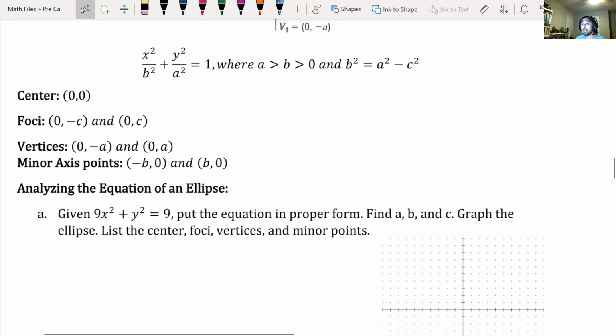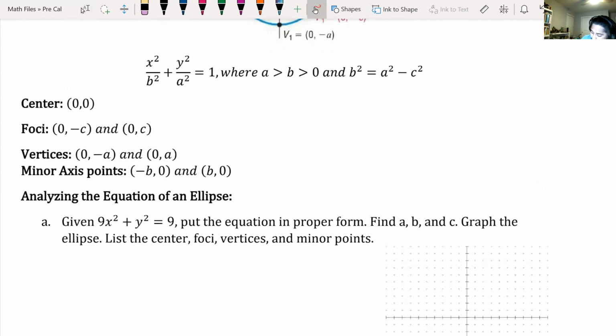So for A, it says given 9x squared plus y squared equal to 9, put the equation in proper form, find A, B, and C, graph it, and list everything. Whew. Okay, so we're going to put this in its proper form. We just have to divide by what?